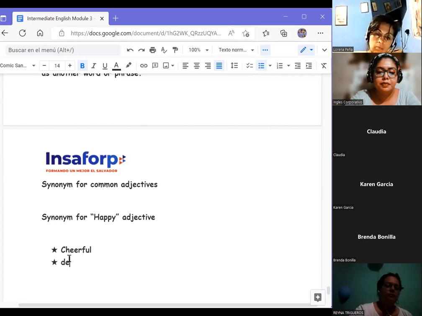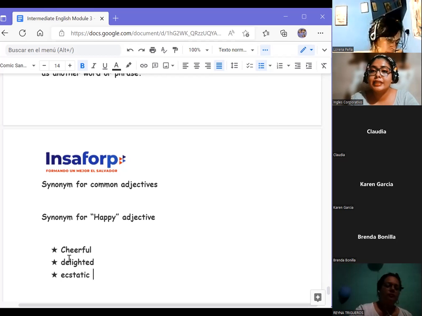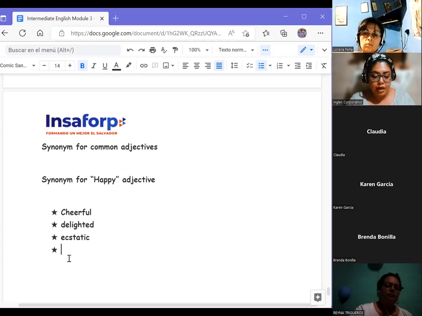Then we have delighted. That means very pleased, feeling, or showing great pleasure. Ecstatic. It says that extremely happy or excited, expressing overwhelming happiness or joyful excitement. Then we have contented, that means feeling or showing satisfaction with one's possession, status, or situation. In that case, we are feeling good in the way we are in this moment.